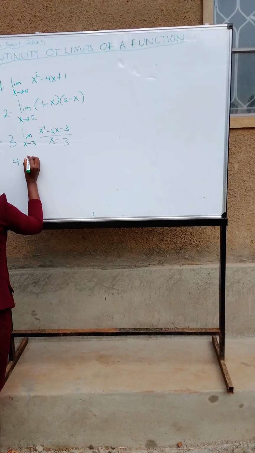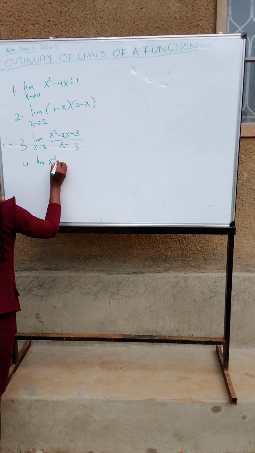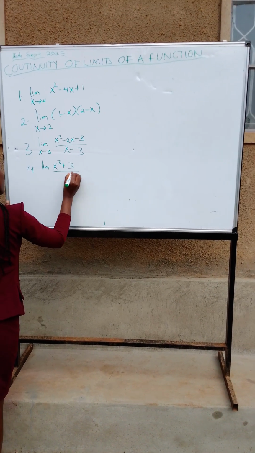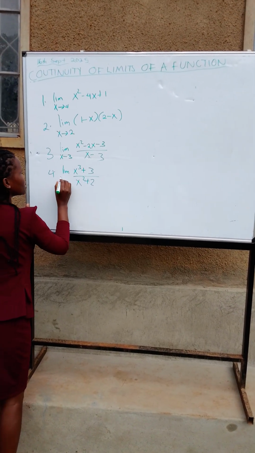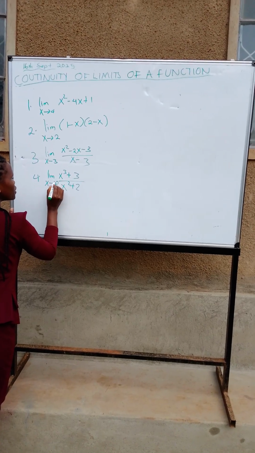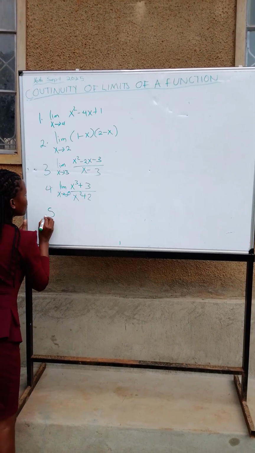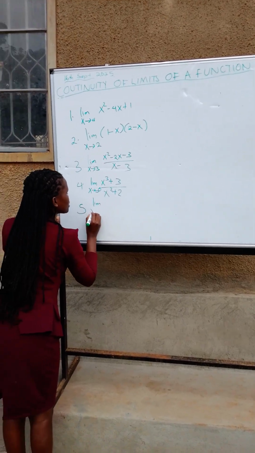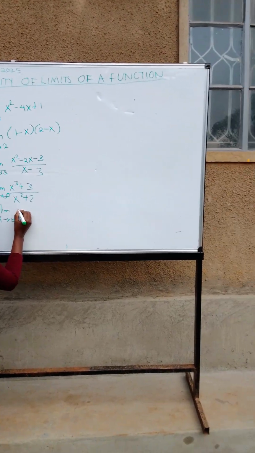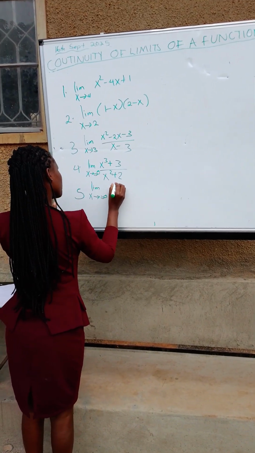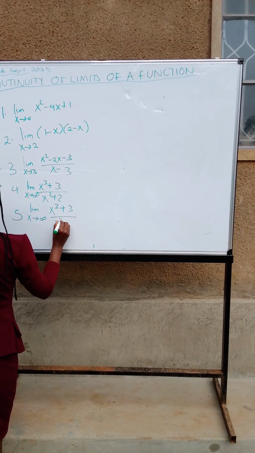Number 4: the limit of x cubed plus 3 over x squared plus 2 as x tends to infinity. Number 5: the limit as x tends to infinity of x cubed plus 3 over x squared plus 2.